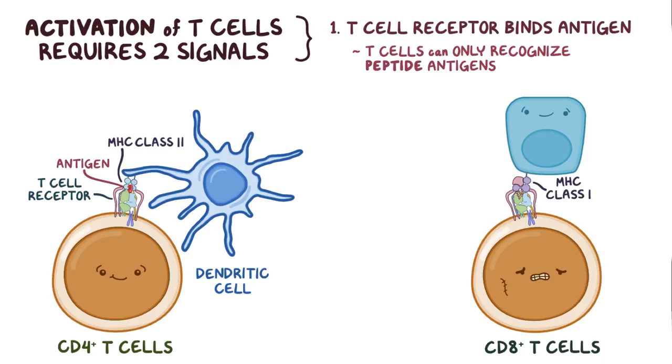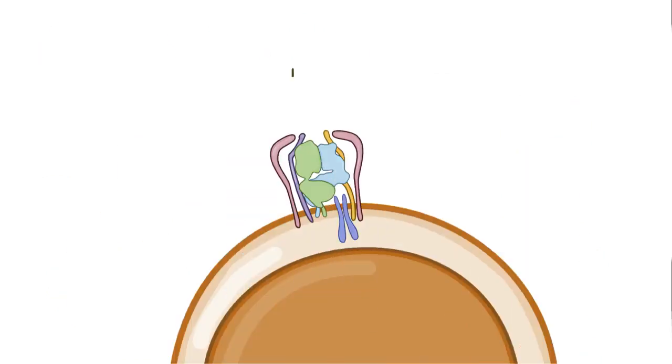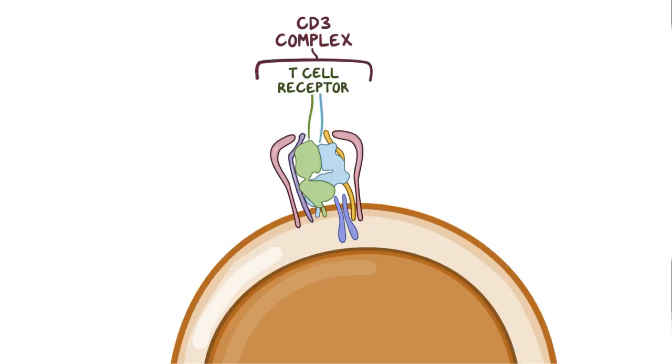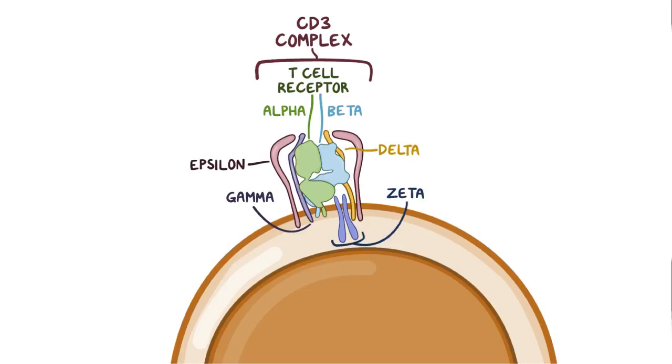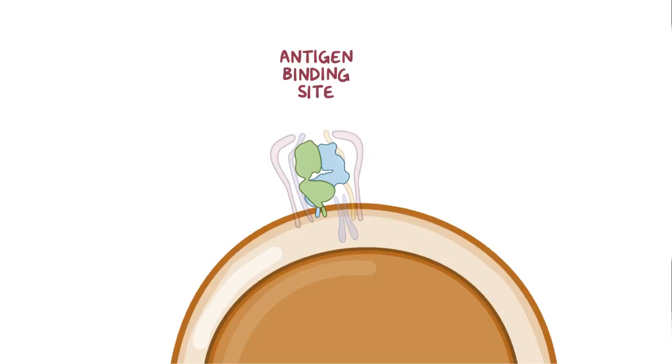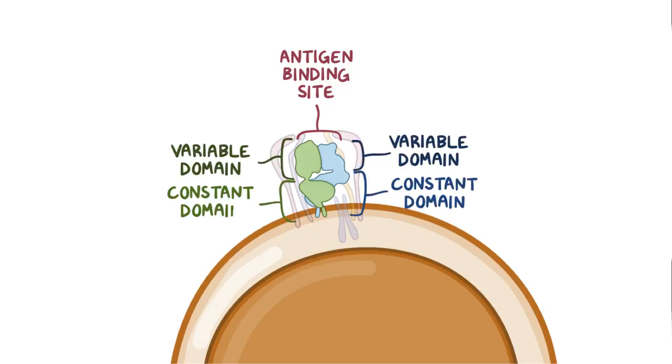The antigen presented on the MHC molecule must be the right size and shape to bind strongly to the T cell receptor, which is part of the CD3 complex. The CD3 complex has 7 peptide chains: 1 alpha, 1 beta, 1 gamma, 1 delta, 2 epsilon, and 2 zeta chains. The antigen binding site of the T cell receptor is composed of the alpha chain and the beta chain, each of which have 2 domains, a variable domain and a constant domain.